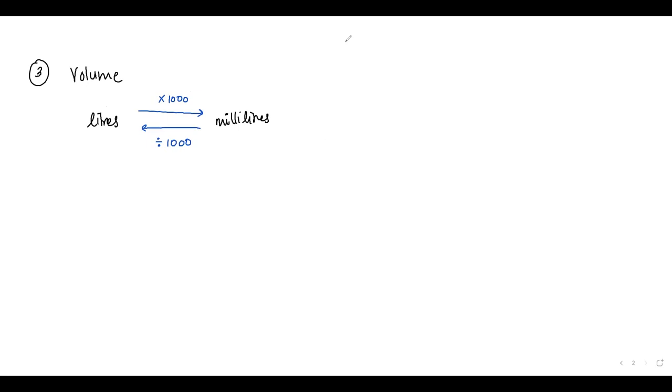Okay. Fourth one, time. Time. Hours, minutes, and seconds. How to convert hours to minutes, minutes to seconds, seconds to minutes, divide. Always when we are moving from a smaller unit to a bigger unit, it will be division, okay? Take this down faster.